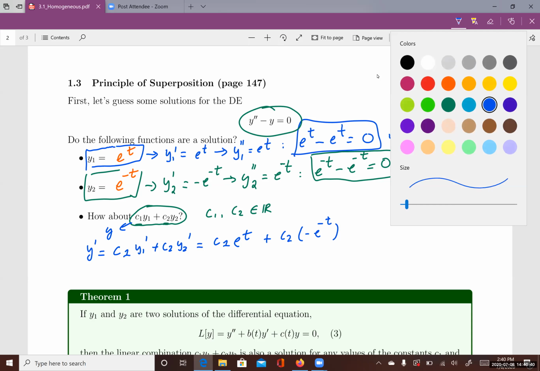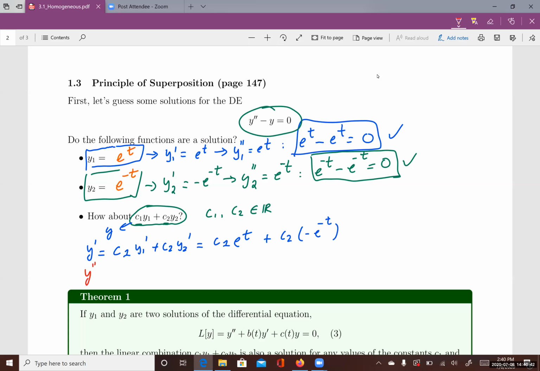How about y double prime? So for y double prime, I just take the derivative of y prime. This is my y prime, and I just need to find y double prime. So it's going to be c1 e to the t plus c2 times negative a negative, which is positive, e to the negative t. So in this case, I know that this is my y double prime.